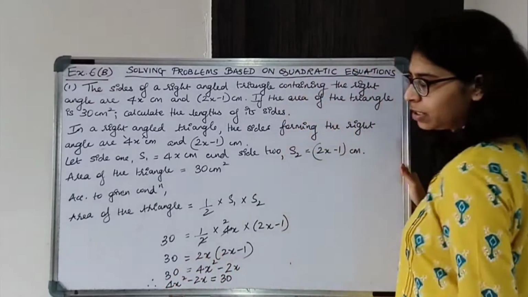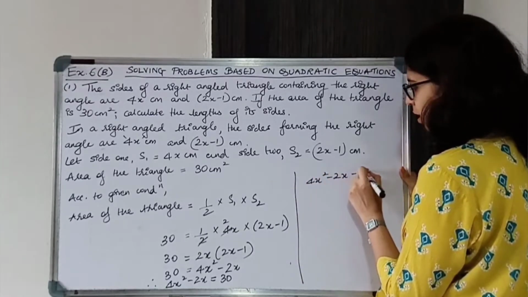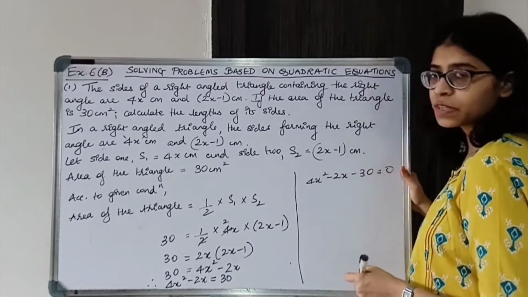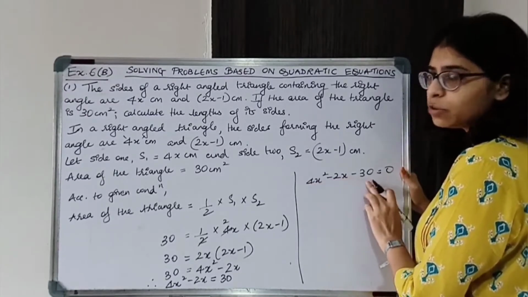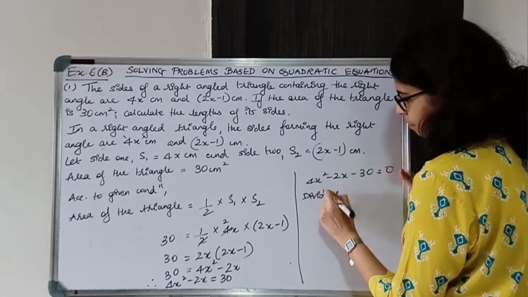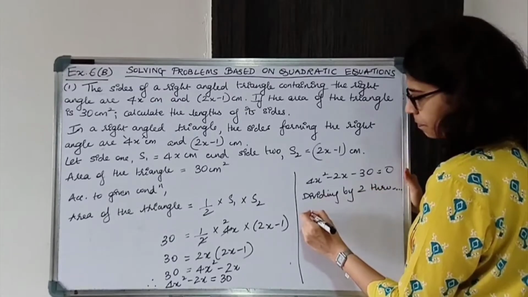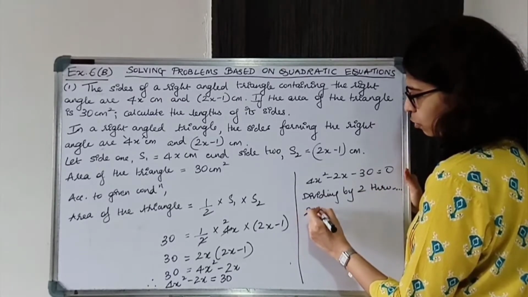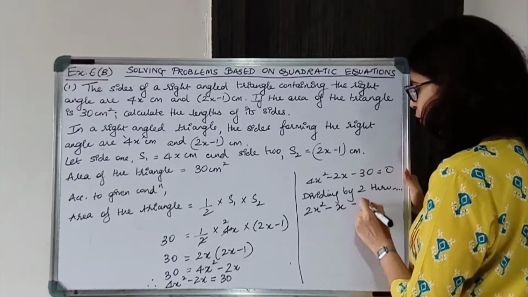Shifting 30 on the other side we'll get 4x square minus 2x minus 30 is equal to 0. Now we can cancel by 2 throughout. This is divisible by 2, this is divisible by 2, this is divisible by 2. So dividing by 2 throughout, we'll get 4 divided by 2, 2. 2 divided by 2, 1. 30 divided by 2, 15.